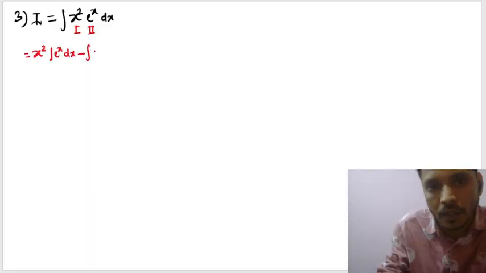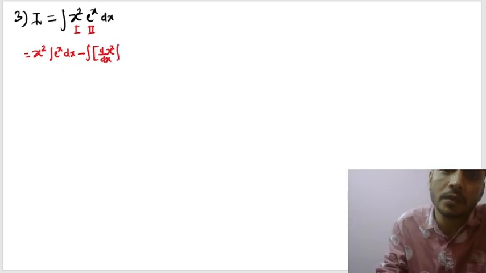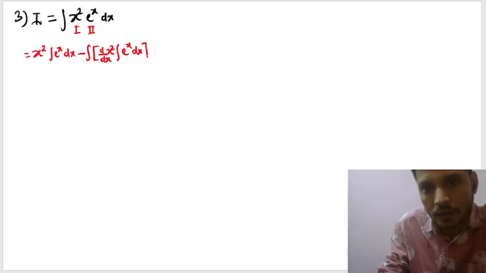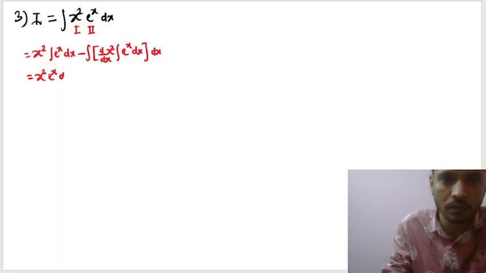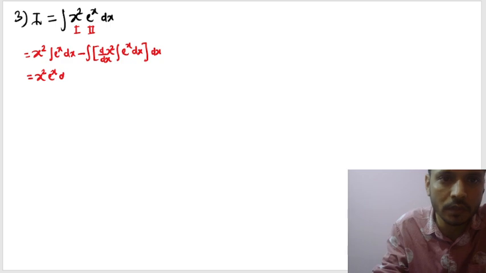minus integration, inside the integration the derivative of the first function. That means d/dx of x square, and then the integration of the second function, that is e to the power x dx, into dx. Right. So finally what we are getting is x square e to the power x, and because the integration has been taken, there is no need of writing the dx. I need to erase it.